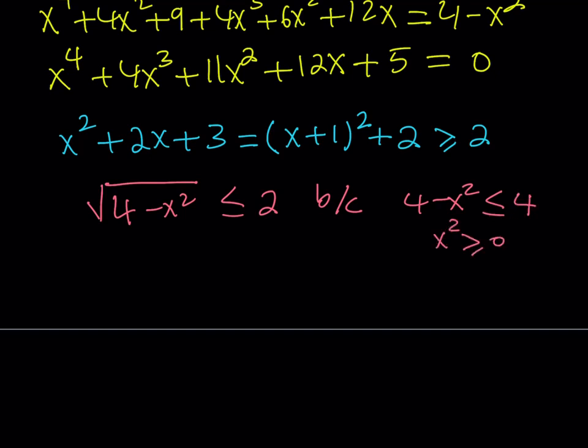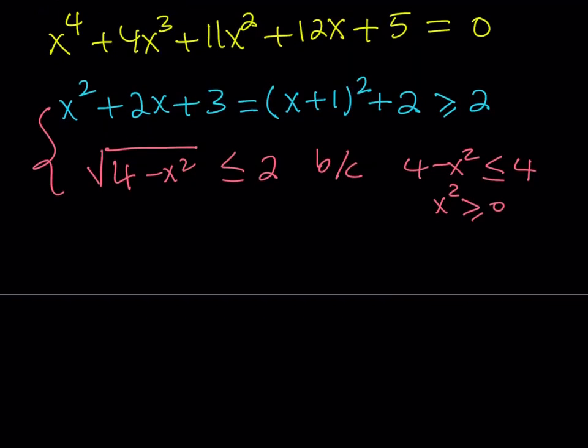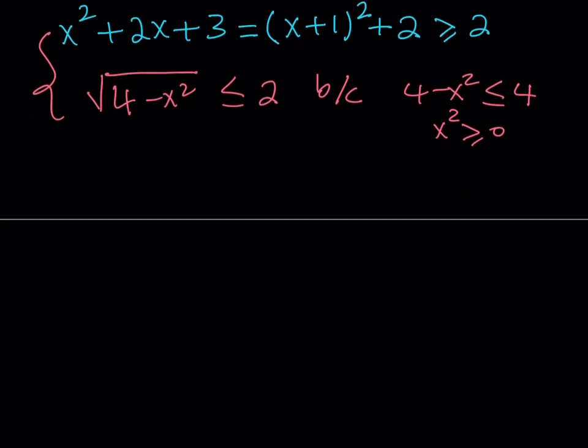All right? So we do have two inequalities here, and inequalities a lot of times will help us solve equations. How do inequalities help us? We have an expression on the left-hand side that needs to be greater than or equal to 2, and the right-hand side needs to be less than or equal to 2. Which means that they can only be equal if they're both equal to 2. So this gives us two results. x squared plus 2x plus 3 needs to equal 2, and the square root of 4 minus x squared needs to equal 2 as well.